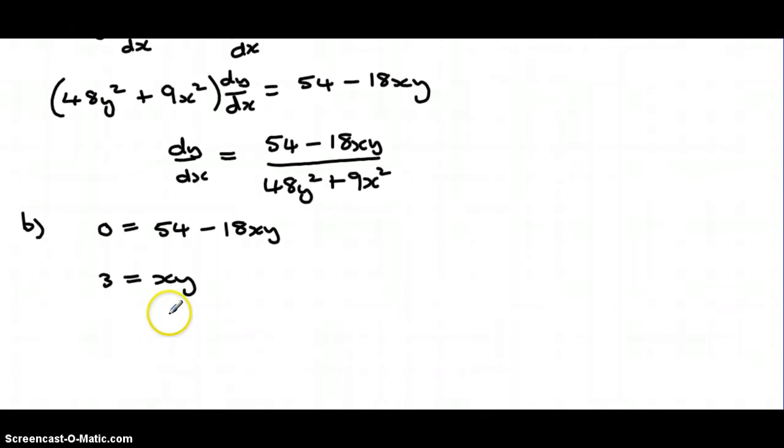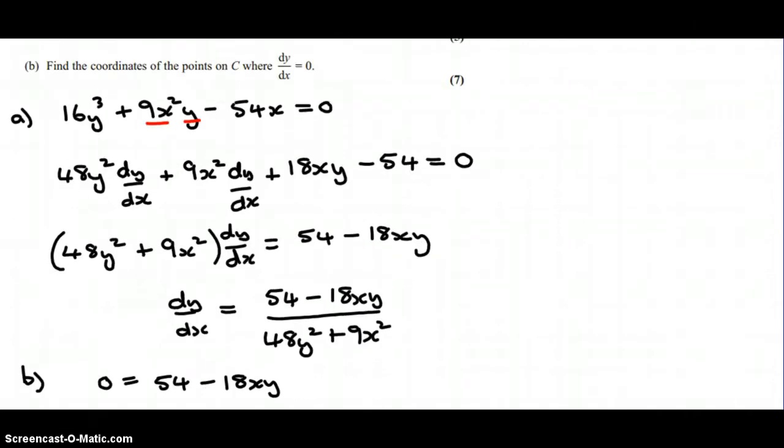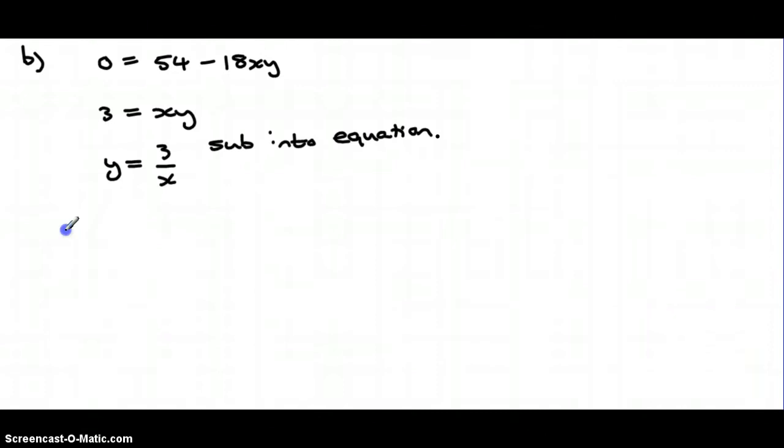Now what we're going to do is we're going to rearrange this one and substitute it back into the original equation. So for this one, I'm going to let y equal 3 over x. And if we substitute that back in, then we're going to end up with, first of all, 16y cubed. So we've got 16, and we're cubing our expression for y.